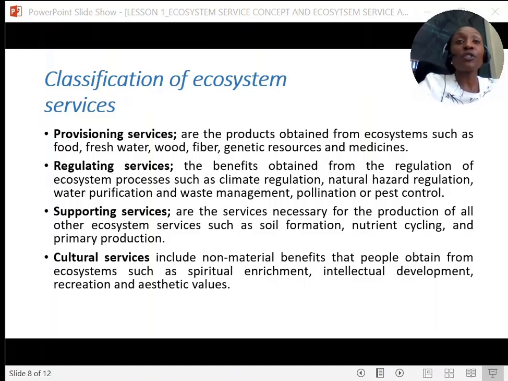Finally, we have the cultural services from our ecosystems, and these include the non-material benefits that people obtain from ecosystems. Things like spiritual enrichment, intellectual development, recreation, aesthetic values, and so on and so forth. So we shall get to really appreciate and learn more about the ecosystem services in the succeeding topics of this workshop. And I am confident that by the end of the workshop, we shall have a better grip on understanding these important goods and services and how the different types actually impact on human well-being.